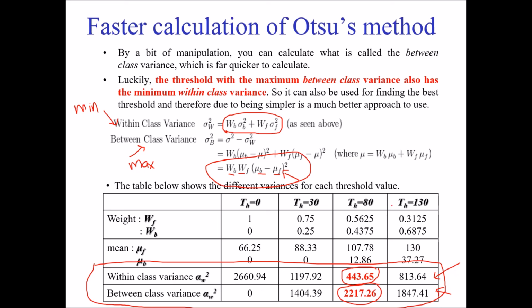So in a question, please do remember to look at what method you have been asked to use in order to calculate the threshold, whether based on the within class variance or using the between class variance. So thank you very much.